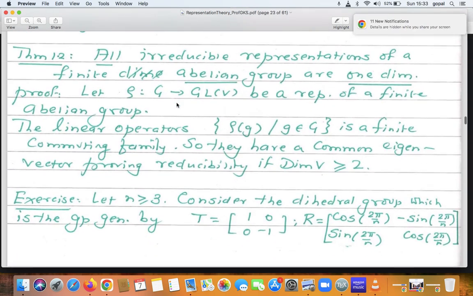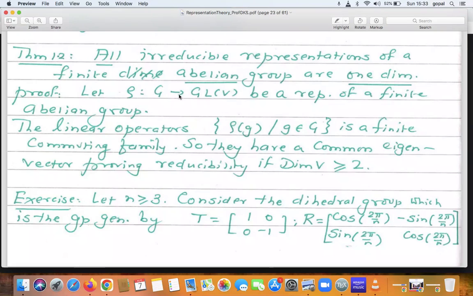The next theorem is, why is it that for abelian groups, the cyclic group of order 2, cyclic group of order 4, cyclic group of order n, we have only been looking at maps into C star? Why did we not look at degree 2 representations, degree 3 representations? There is a reason for it. All irreducible representations of a finite abelian group are one dimensional.